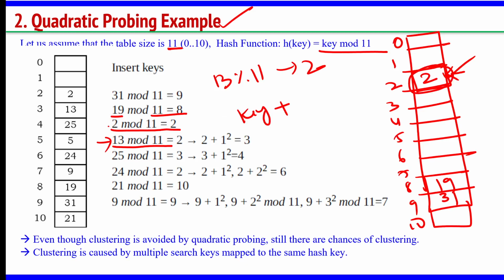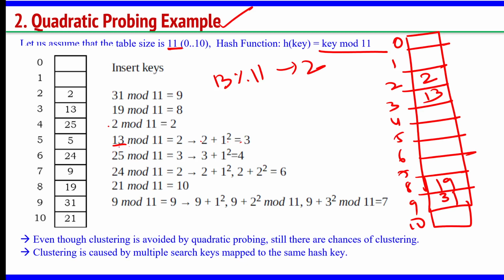So, for 13, this is the first collision. So, I will be using key plus 1 square modulo 11. Key is 13 modulo 11, which is 2, and 2 plus 1 square is 3. So, at location 3, we will include our value, that is 13 here.